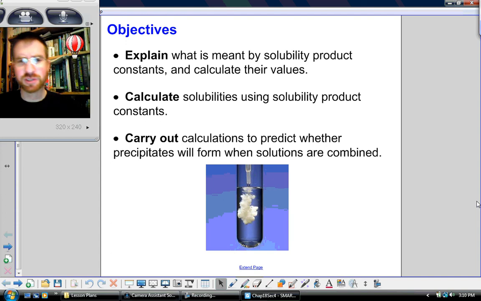Welcome back, students. Our objectives for today: explain what is meant by solubility product constants and calculate their values. Calculate solubilities using solubility product constants and carry out calculations to predict whether precipitates will form when solutions are combined.